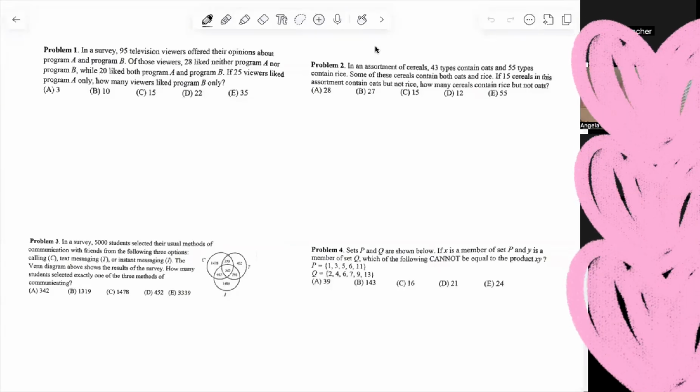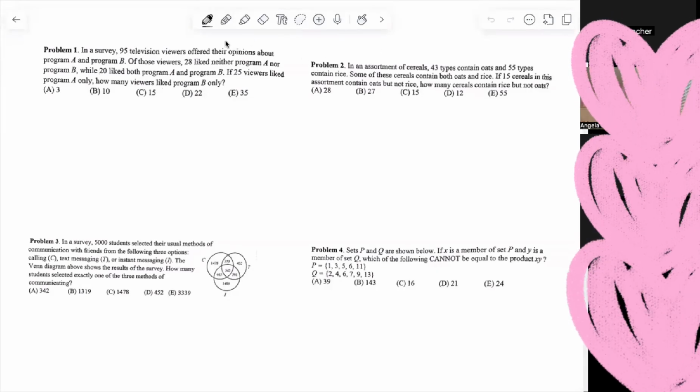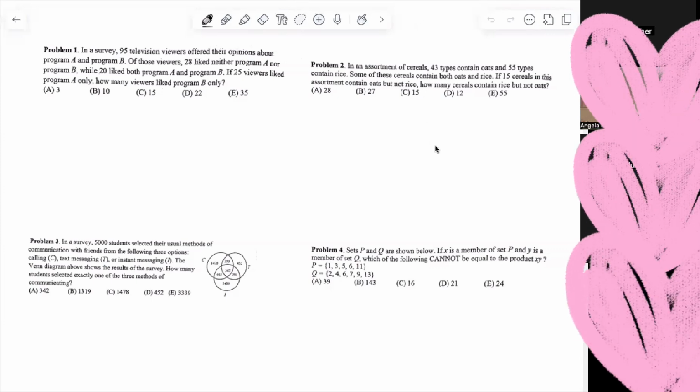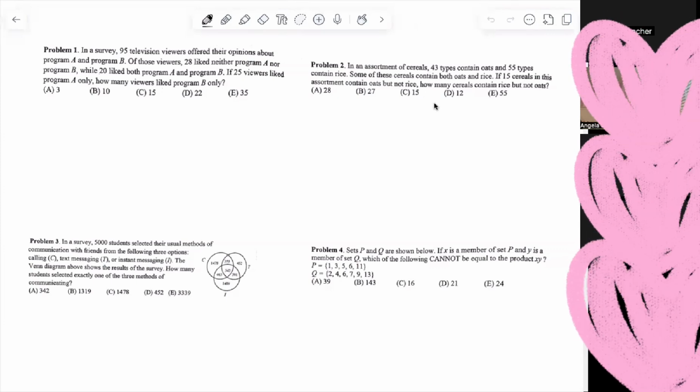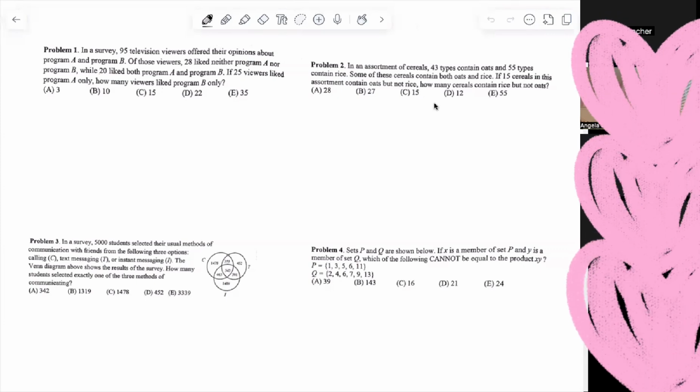We're gonna continue off about sets. So let's get started. All right. So let's start with the start of the homework. All right. So let's start with problem one.